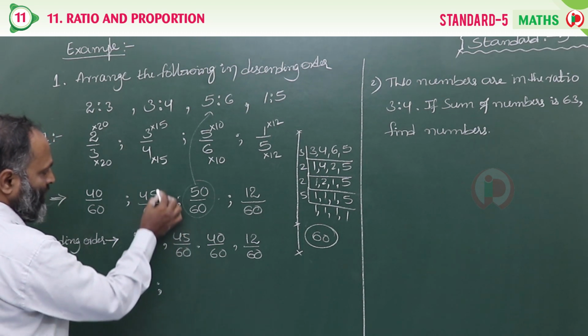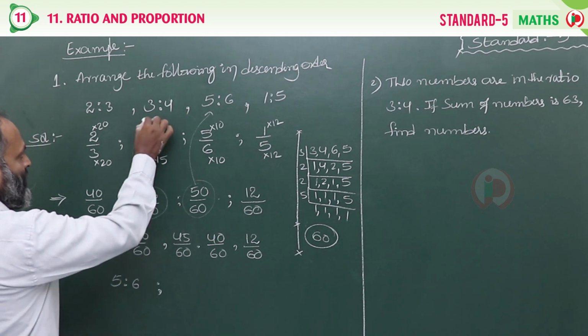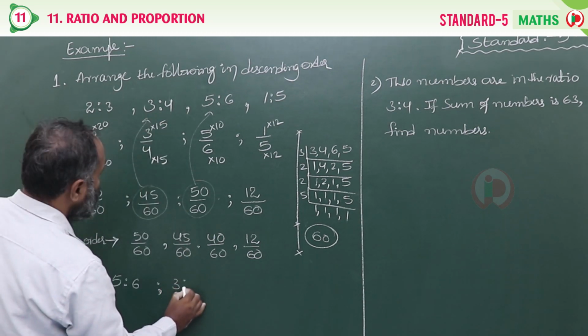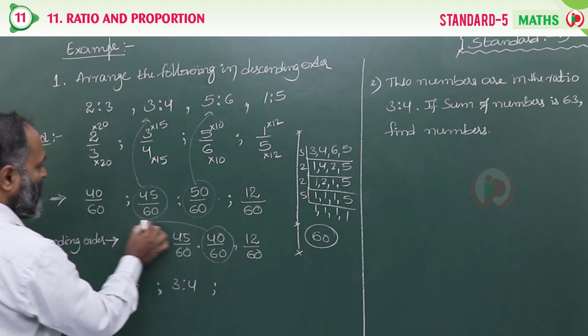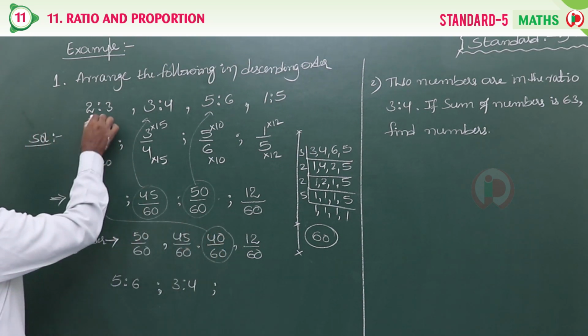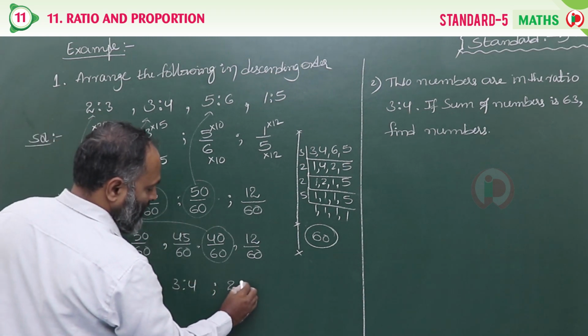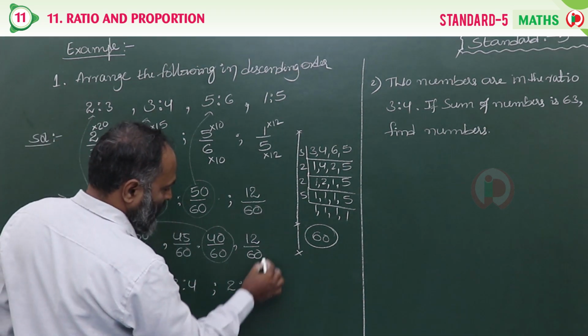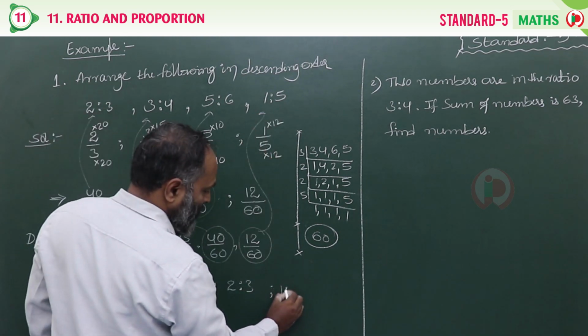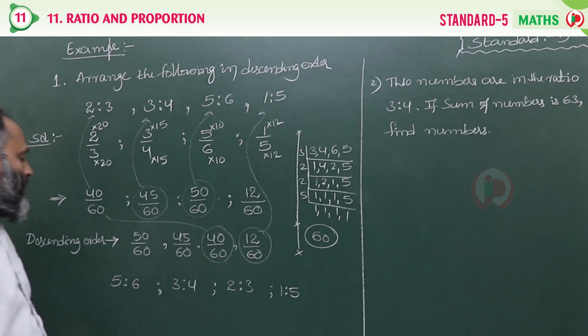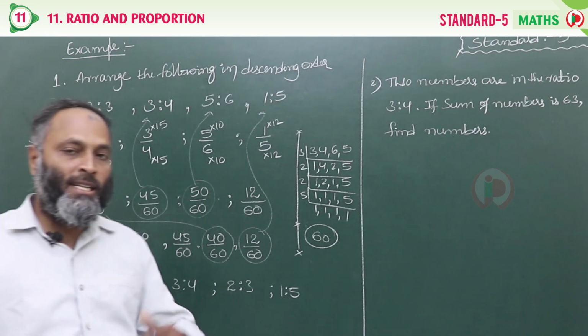Then 45, the second one, is 3 is to 4. Then 40 by 60 means the first one. What is the first ratio? 2 is to 3. Then after that 12 by 60, the last one, that is 1 is to 5. These are in descending order.